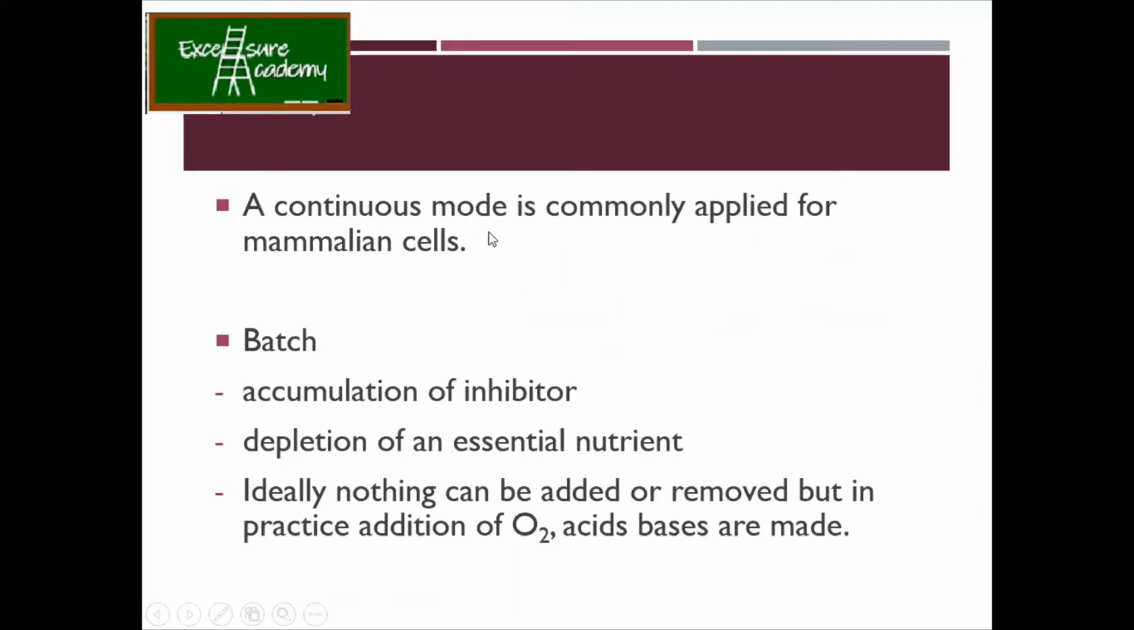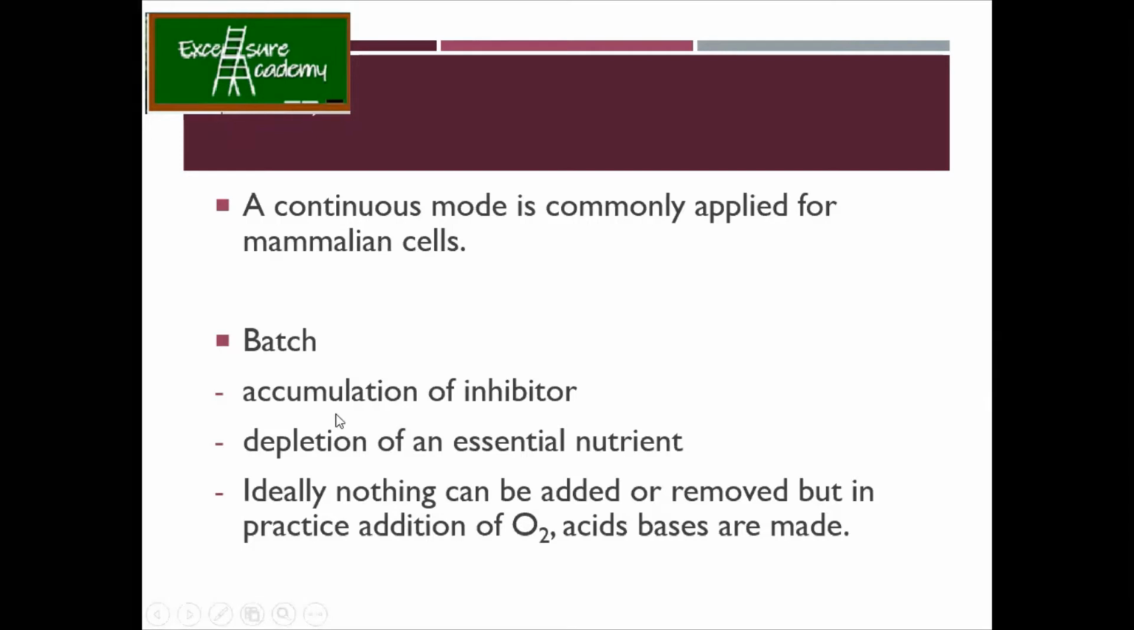Now, a continuous mode is commonly applied for mammalian cells. So what does it mean? It means that you're going to harvest the culture and then again add the media. So what will happen? Space will again be provided so that the cells can grow further.